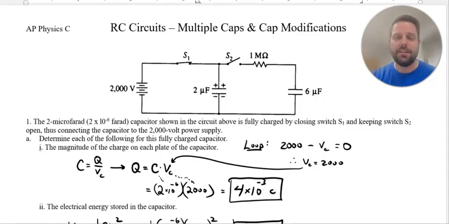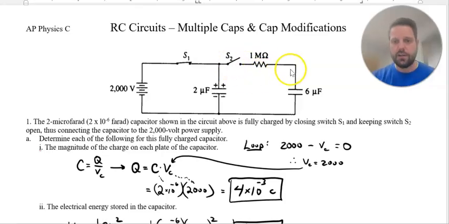This video is going to narrate the solutions to our two FRQs that involve capacitors that have modifications made to them, or multiple capacitors as we see in this first problem. As this first circuit shows, there are two switches, and the text tells us that we're closing switch 1 and opening switch 2, which is actually how it's appearing here.